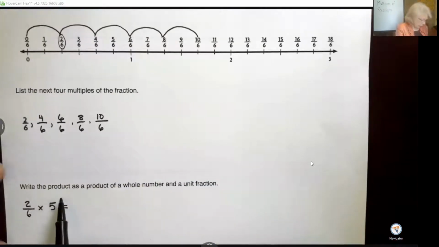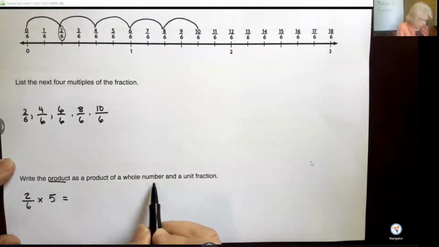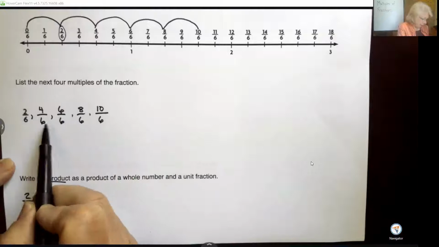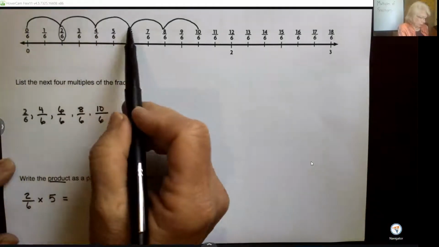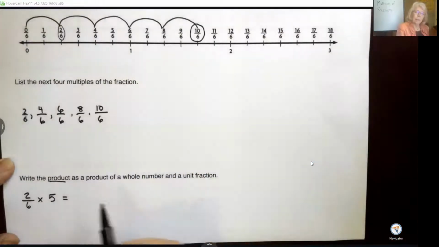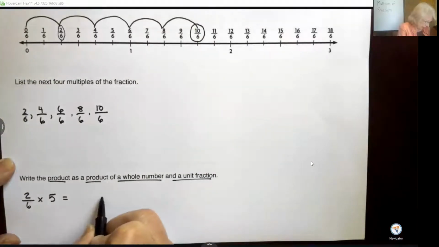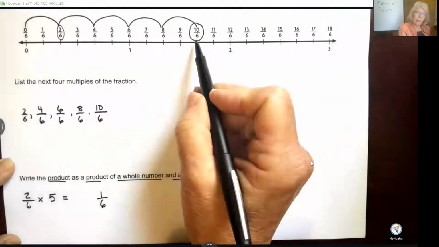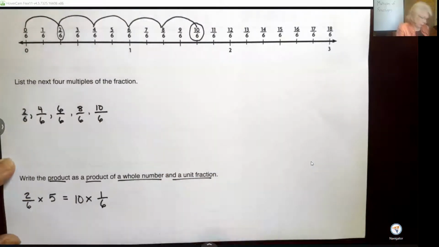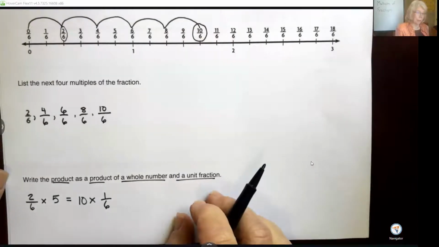So now we're going to get down to the second part, which is write the product as a product of a whole number and a unit fraction. So 2/6 times 5, which is what we have up here, 1, 2, 3, 4, 5, is equal to this number, 10/6. But they want us to write it as a product of a whole number and a unit fraction. So our unit fraction is going to be 1/6. And how many 1/6 do we have? We have 10 of them. So 10/6 is equal to 10 times 1/6, as you learned in the prior lesson.